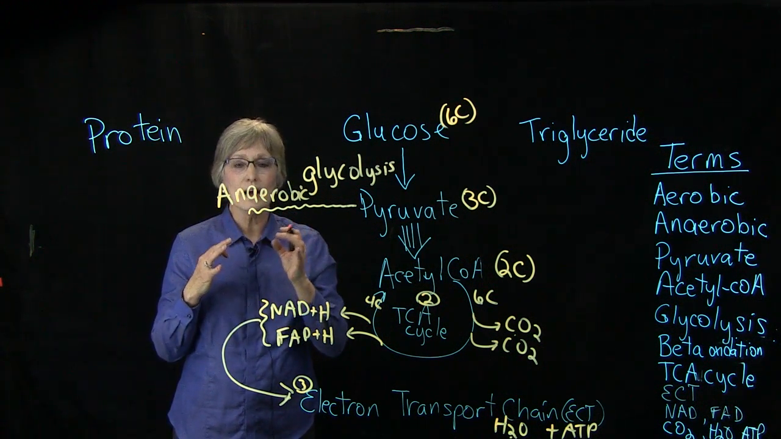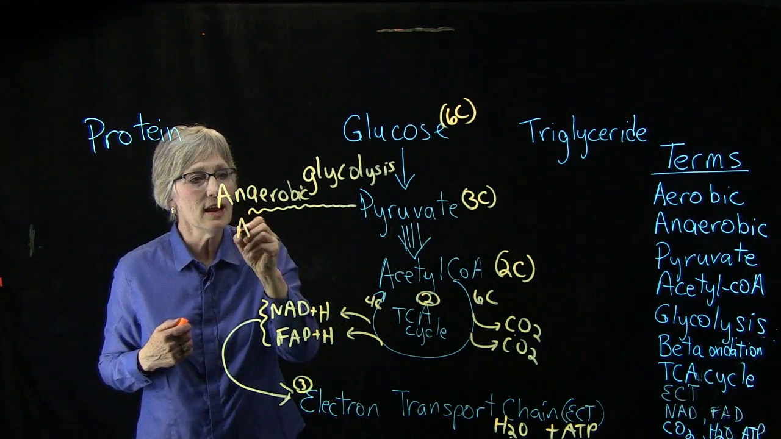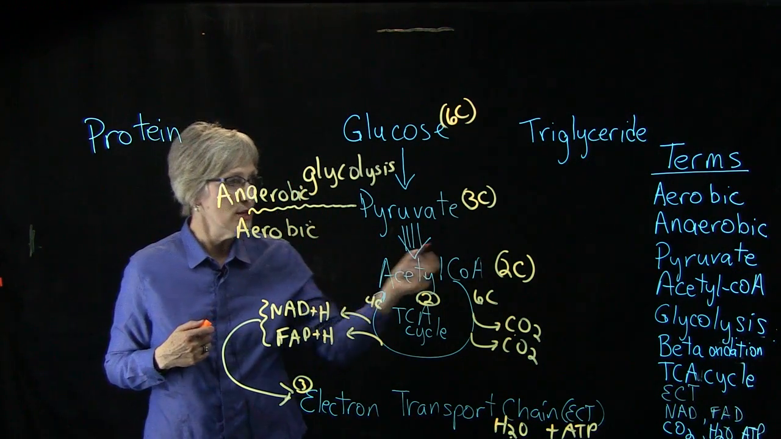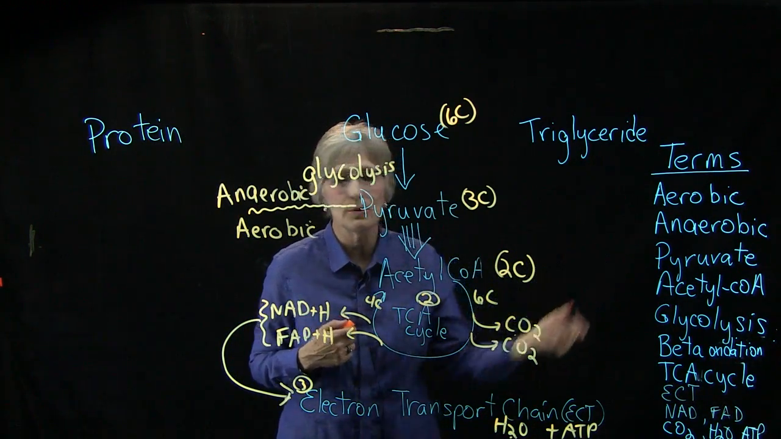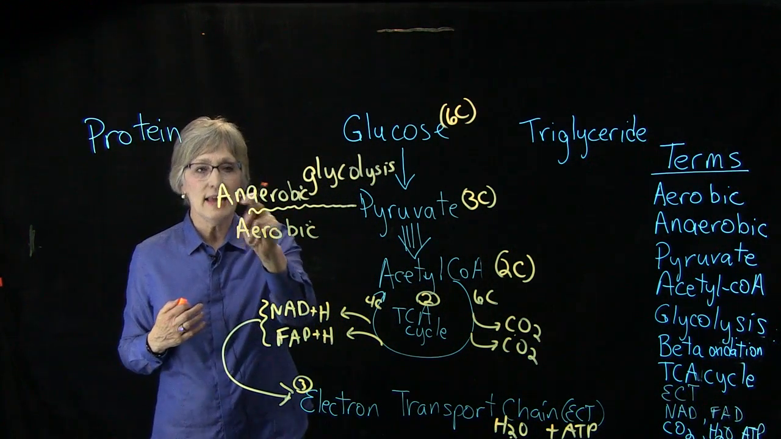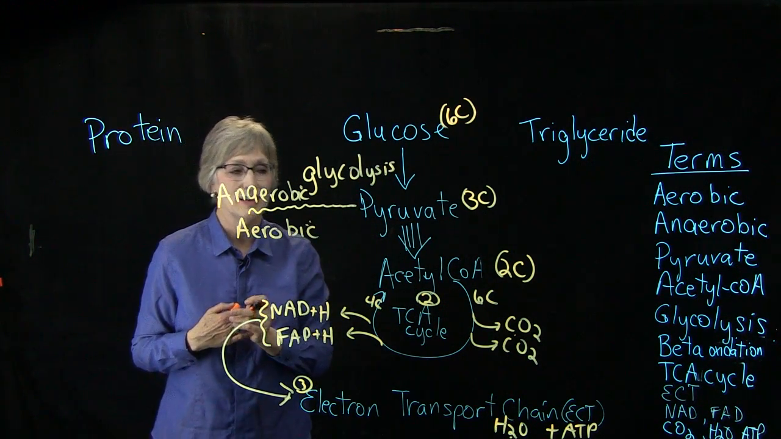But right now, just the concept of not needing oxygen, and then right below that is an aerobic pathway. So this is a pathway that will need oxygen. So here are two more terms, and it's important to know the difference between them. Aerobic means it requires oxygen to have that pathway, anaerobic does not. And this is the only one. Glycolysis is an anaerobic pathway.